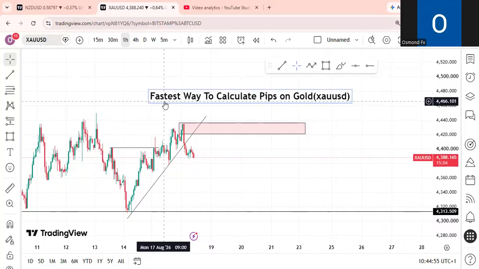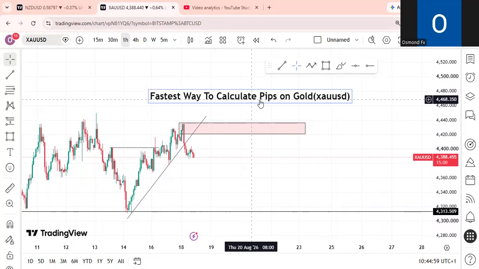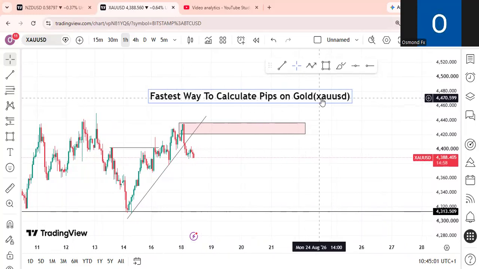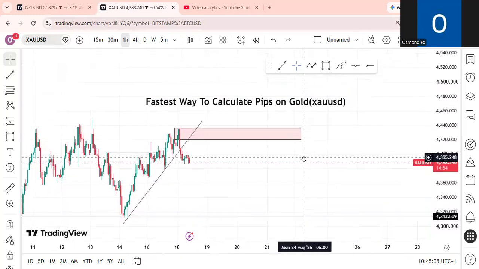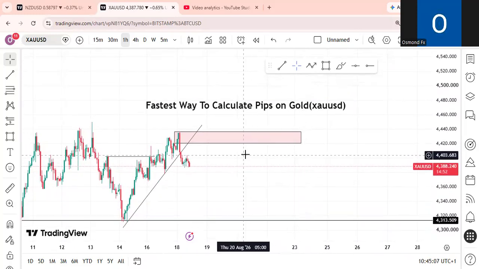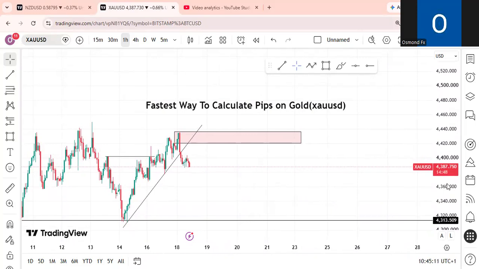So guys, in this particular video, I'm going to be teaching you the fastest way to calculate pips on gold, which is the XAUUSD pair. Now I'm going to be showing you how to calculate it manually just by looking at these figures here. I'm going to show you how to calculate it from these figures.